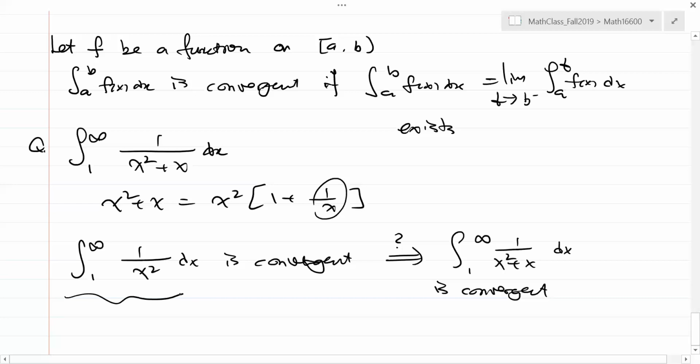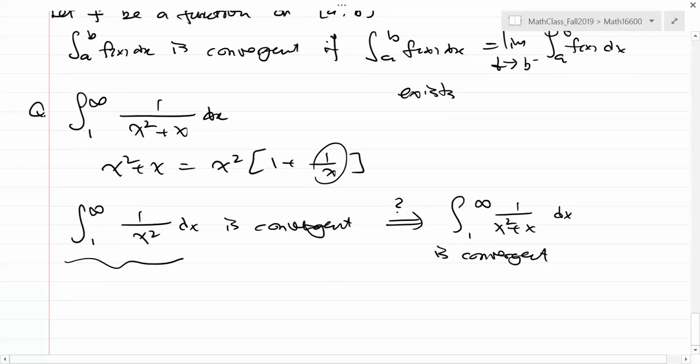It's going to be 1 over a minus 1. A is 2, so 2 minus 1, which is 1. So I believe that's convergent. Not only convergent, it's even smaller than 1, okay?